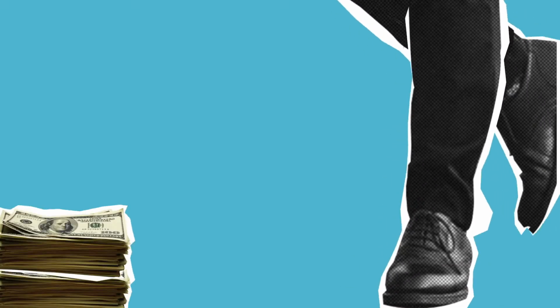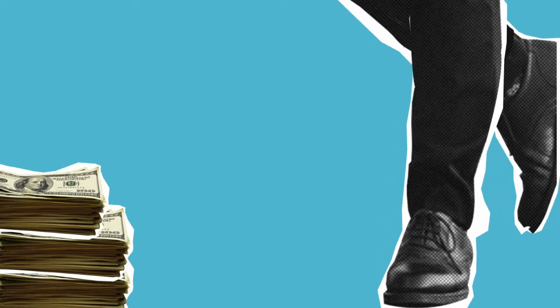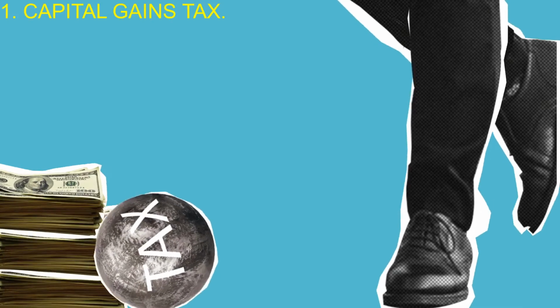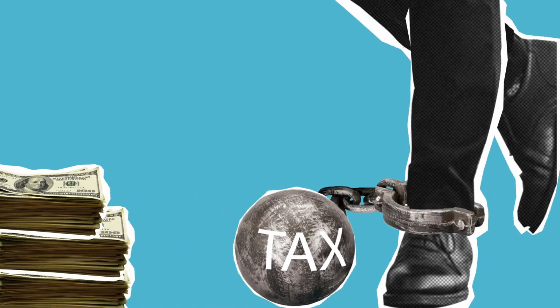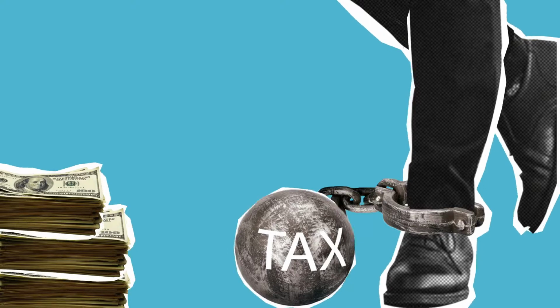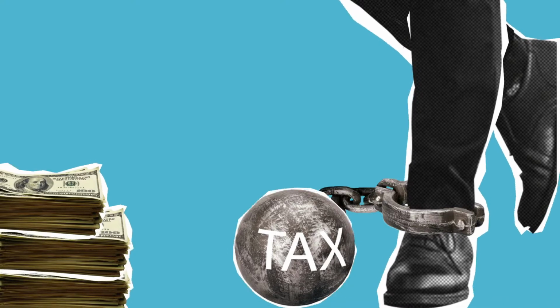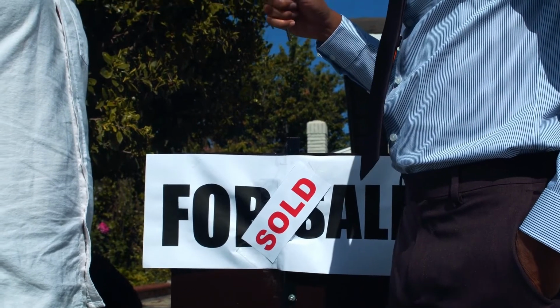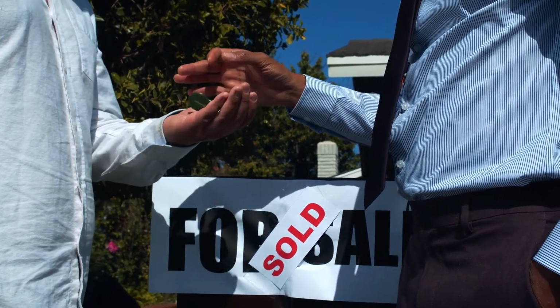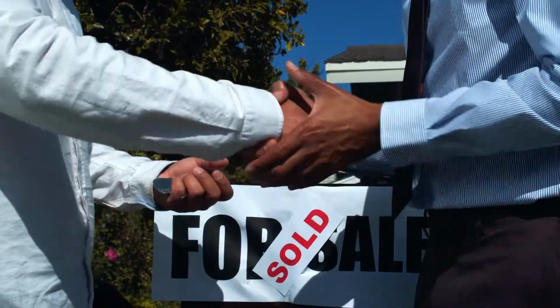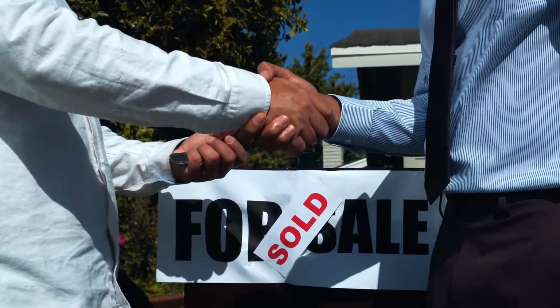Here are the most common taxes you'll run into when it comes to investing in real estate. 1. Capital gains tax. In plain English, capital refers to assets, in this case, cash, and gains are the profits you make on a sale. Basically, if you bought a piece of property and sold it for a profit, you've made capital gains. When you sell an investment property, you'll pay capital gains tax on the profit.